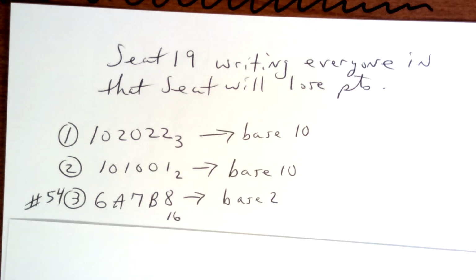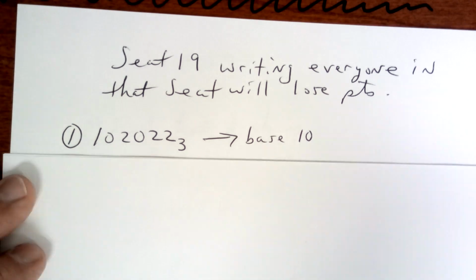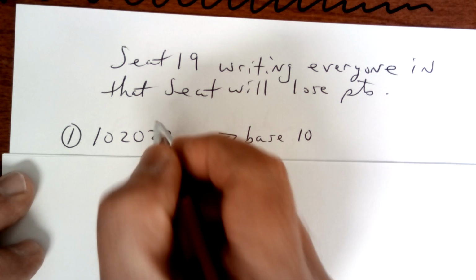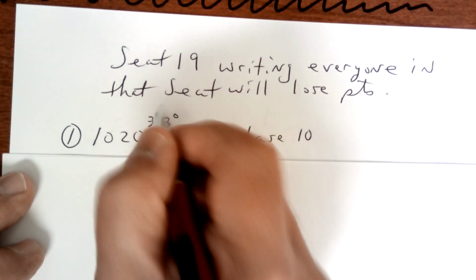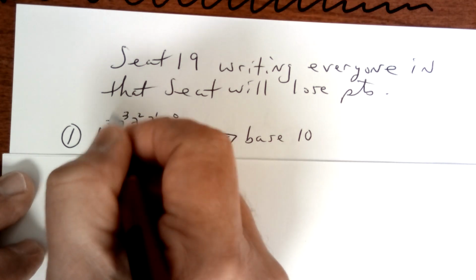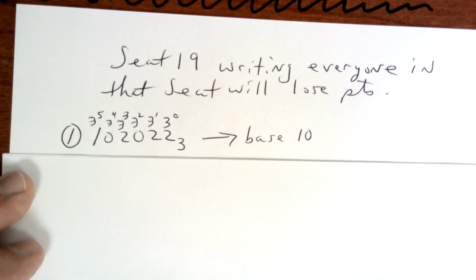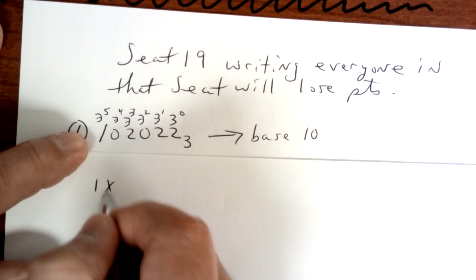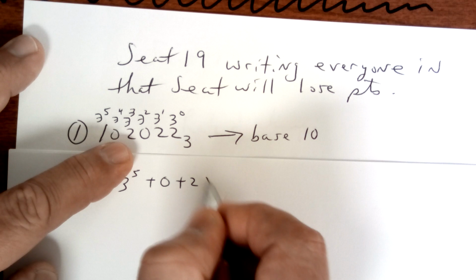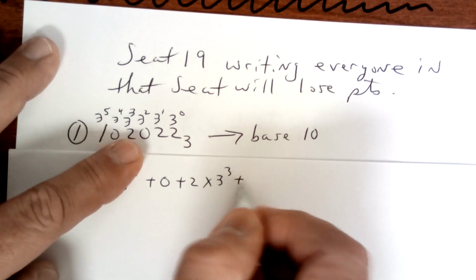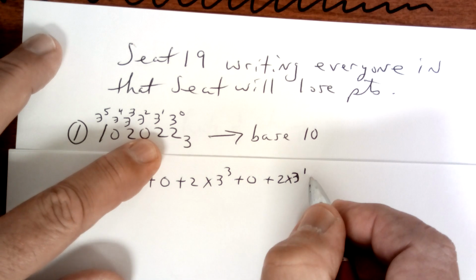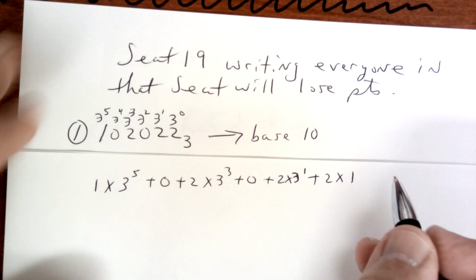Let's take a look up here. This is base 3, and they want you to expand it to base 10. Well, to do that, you're going to do 3 to the 0, just like that. So it's going to be 1 times 3 to the 5th power plus 0 plus 2 times 3 to the 3rd power plus 0 plus 2 times 3 to the 1st power plus 2 times 1, 3 to the 0 power.